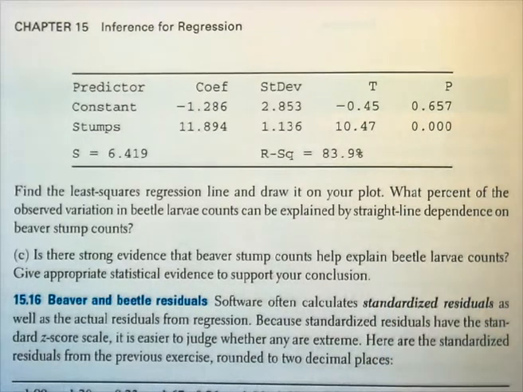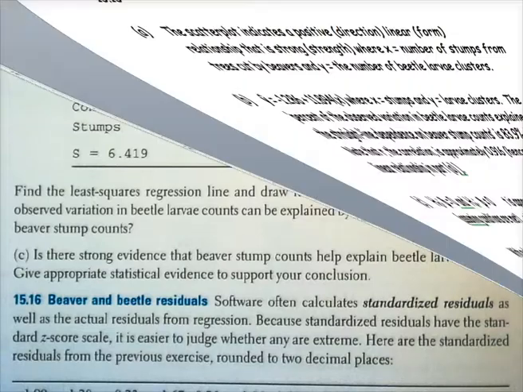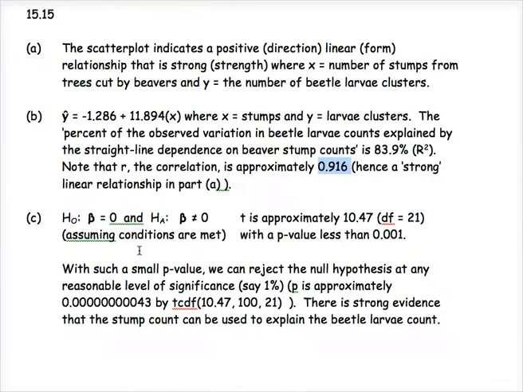Let me show you what I wrote. We assume the conditions for inference were met. So here's the null and the alternative hypothesis. The null hypothesis is that the true slope is 0. The alternative hypothesis is that the true slope is something other than 0. Again, I didn't have to do anything. I could read it straight out of the table. T is approximately 10.47. You don't have to calculate that by hand.